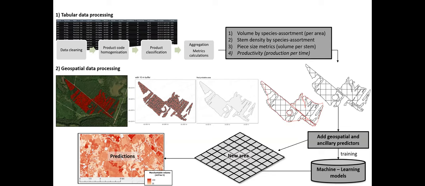And so far, we haven't been able to work in terms of productivity, but we are working on this aspect also. And we think that in the near future, we'll also be able to give metrics on productivity, so in terms of production per time. So to these grid cells, where we now have a product breakdown by categories, we add geospatial predictors. I'm going to go into detail into what predictors we are using, and we train the machine learning models. We use different types of models, but in the end, what we want to do is use these same predictors that we've applied to our grid cell and use this model to make predictions on new areas.